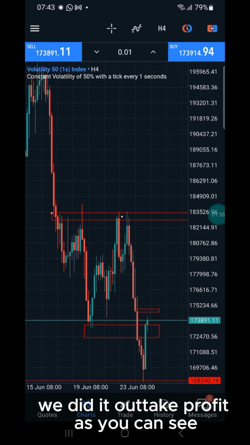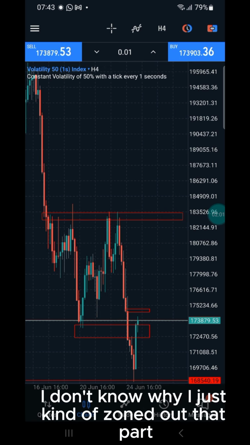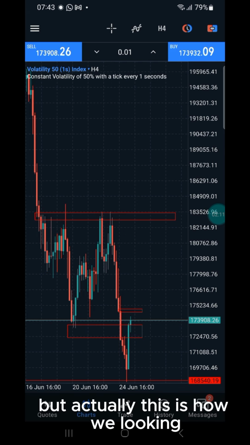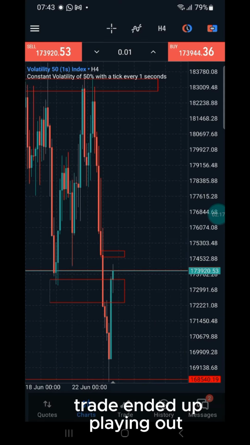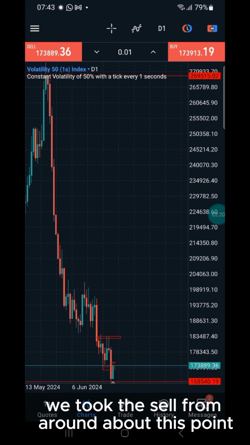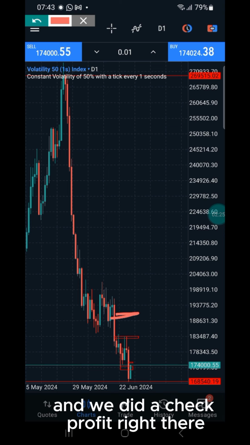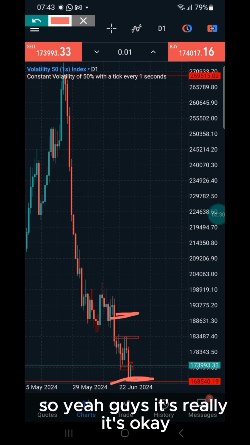We did our take profit. As you can see, I did enter 2 more positions, but I don't know why I just kind of zoned out that part. I didn't really think of recording because I was really busy with a lot of things. But actually, this is how the trade ended up playing out. As you can see, we took the sell from around about this point, we did take a sell around about this point, and we did our take profit right there.